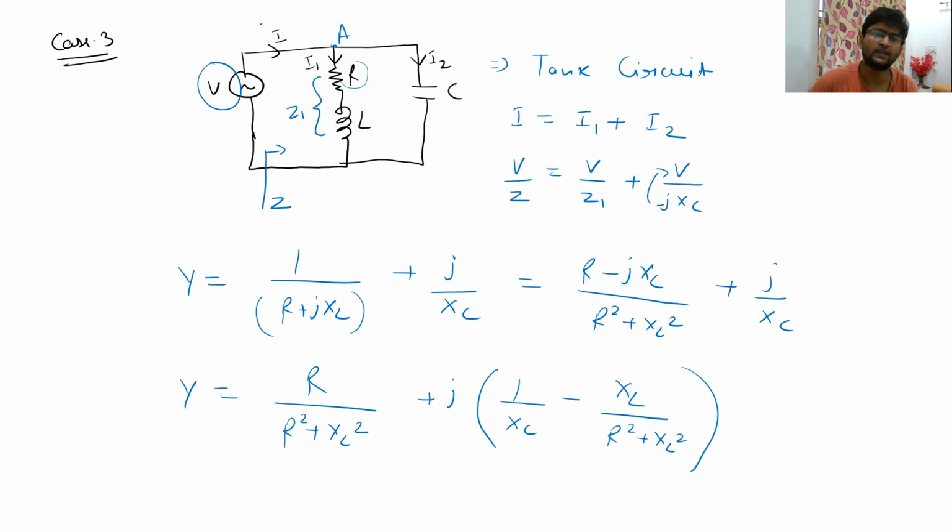So from the previous definitions, we know that Y or Z should be purely real so that the phase of voltage and current are the same. They are not in different phases, which is the basic condition for resonance. So the imaginary part, which in this case is this, should be equal to 0. So we will put the value of XL and XC in this equation and try to find the resonant frequency. So we have 1 upon XC minus XL upon R square plus XL square is equal to 0.